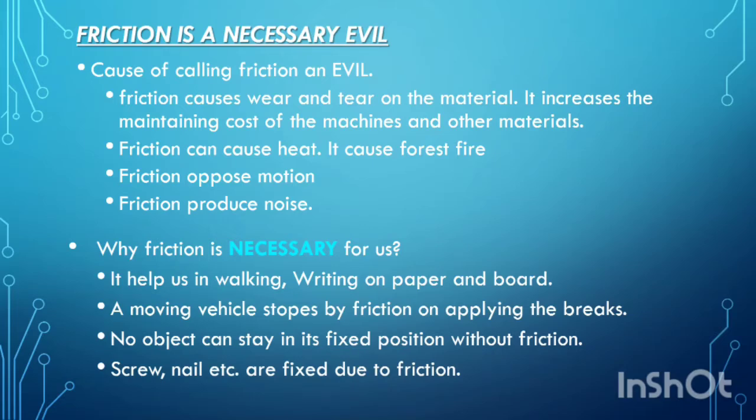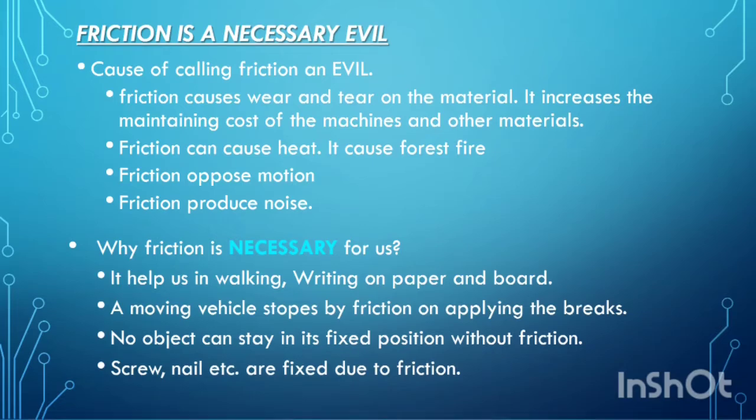While you hang any picture in your room, you use screws and nails, and it fixes your picture on the wall. That screw, that picture, everything is fixed in its place due to friction.